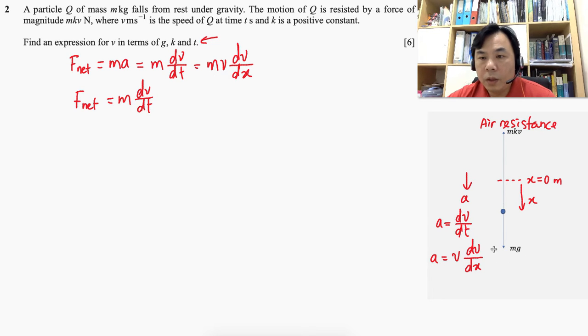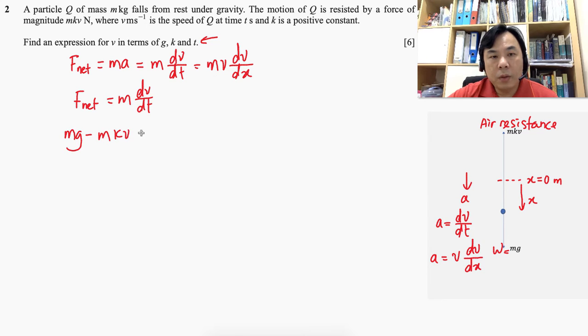Okay, and then its weight. Okay. So therefore, now since the motion is downward, the resultant force must be given by the weight, the difference between the weight and its air resistance. Therefore, this resultant force would produce an acceleration. Okay, so I hope that is clear.